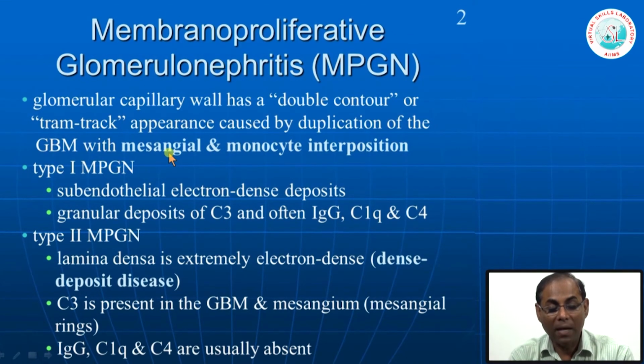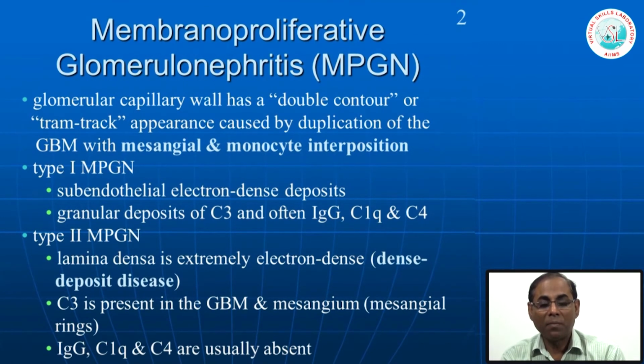And in case of type 1, the subendothelial electron dense deposits can be seen under electron microscope, and under immunofluorescence we can see deposits of C3, often associated with immune complexes like IgG. There may be C1q and C4 also. So, that means both complement pathways are activated along with immune complex deposit. Nowadays, when we see these MPGN, after immunofluorescence microscopy we classify them as immune complex mediated MPGN, and the other is complement mediated MPGN.